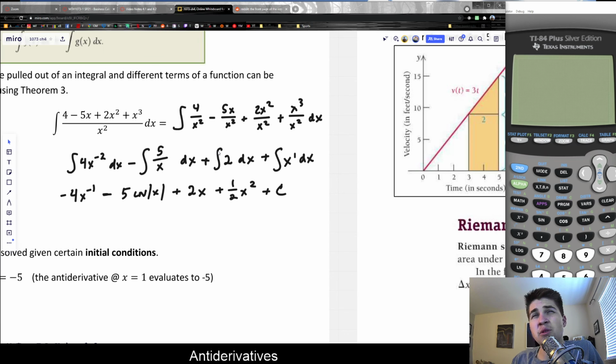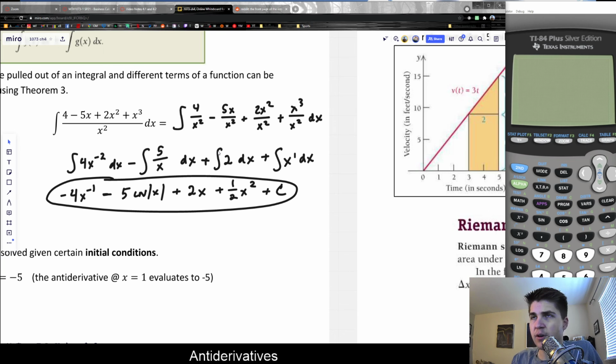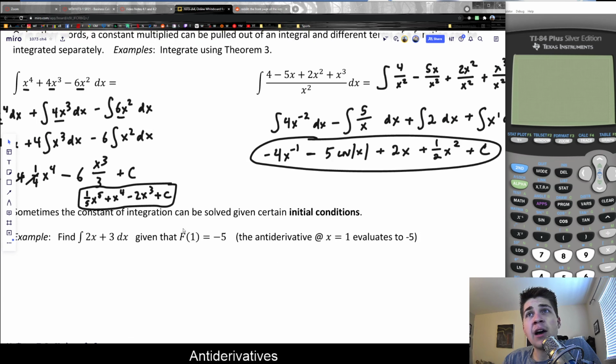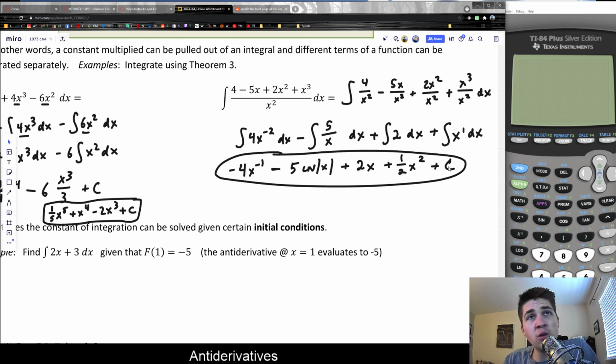And of course, I could rewrite this in a different order or whatever, write x to the minus 1 as 4 divided by x. But that's good enough for this example. In the next video, we'll talk about how you solve for c. Like if we could figure out what c is, what number is that? How do you do that? Let's look next video.